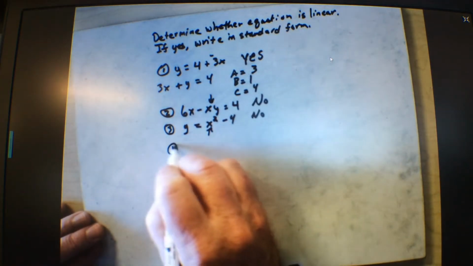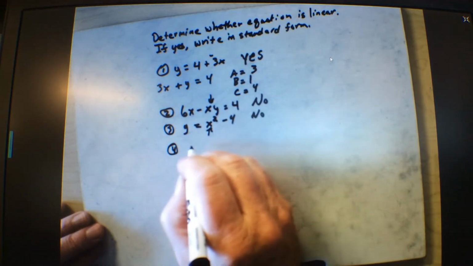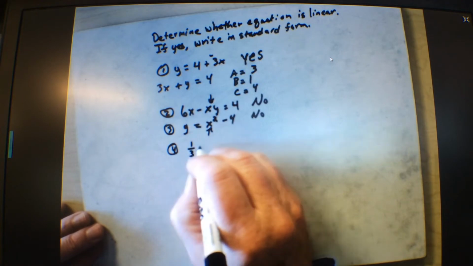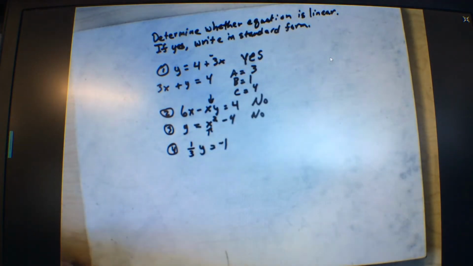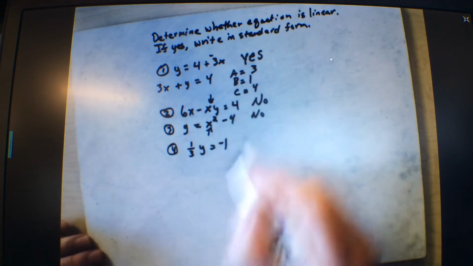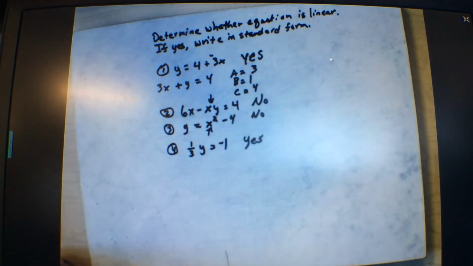Now this one's going to blow you away. Let's do this one: 1/3 y equals negative 1. Now I'm just going to give you the answer to this one. This one is a yes. And you're going to go, well, it doesn't have an x. And it has a fraction. You can have a fraction as long as the x and y aren't in the denominator. But it doesn't have an x. You don't need an x.